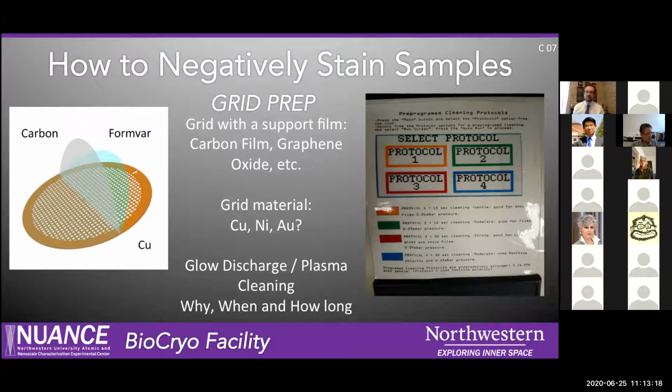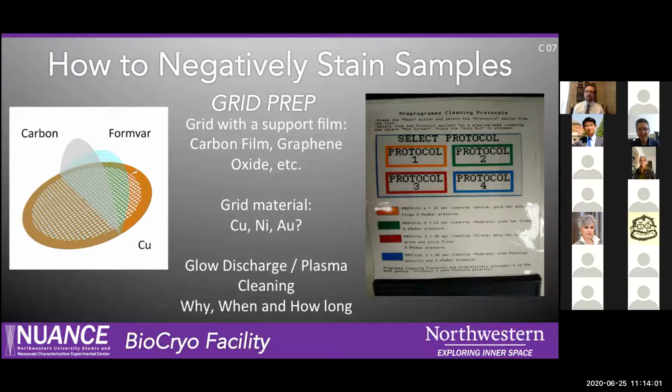Also, the material the grid is made out of may have an impact, such as moving over to nickel or gold. If you're going to be doing immunolabeling on those grids, afterwards or during the process, that's when it may be necessary to go to an alternative metal. Then usually you'll glow discharge the grids, also known as plasma cleaning, because you want to get rid of the hydrocarbons on that grid, and it will make your grid more hydrophilic.